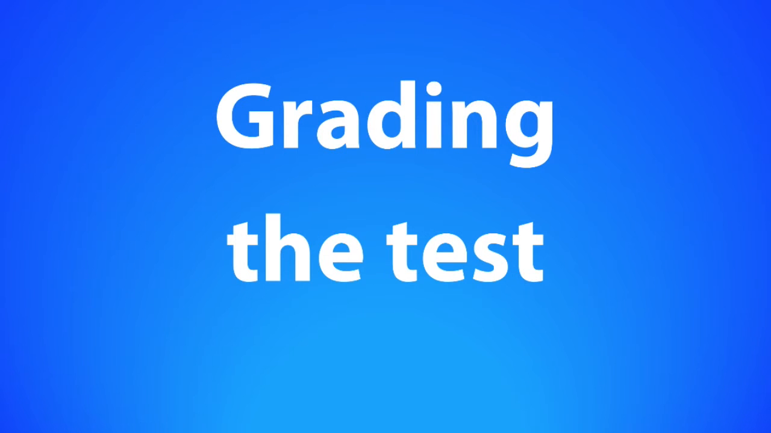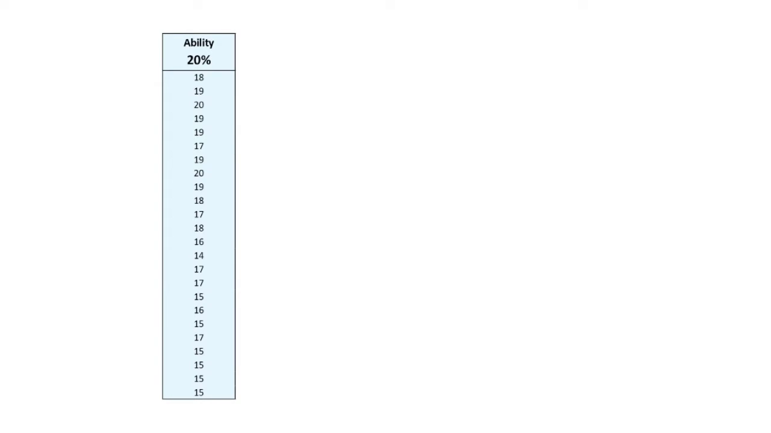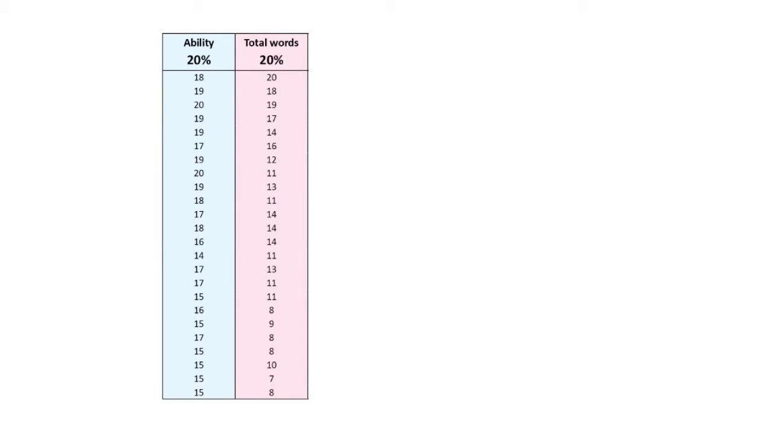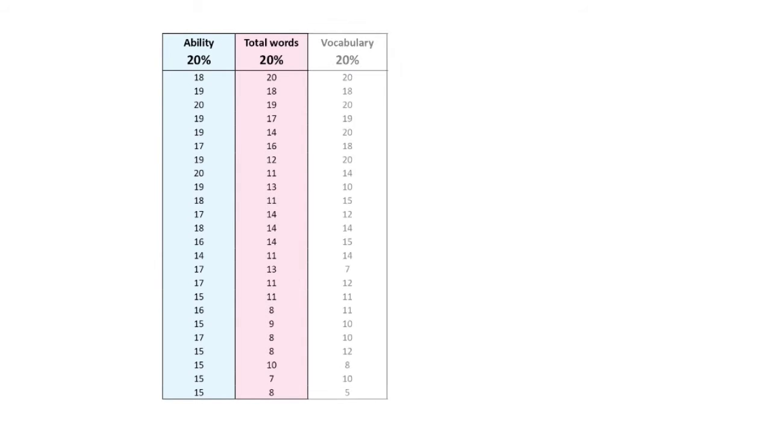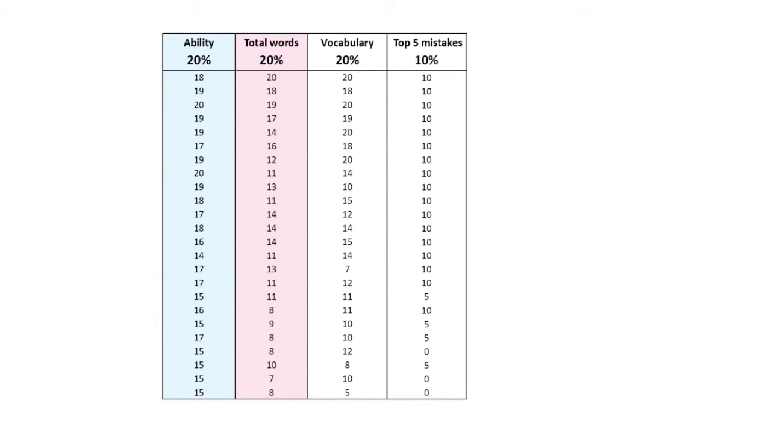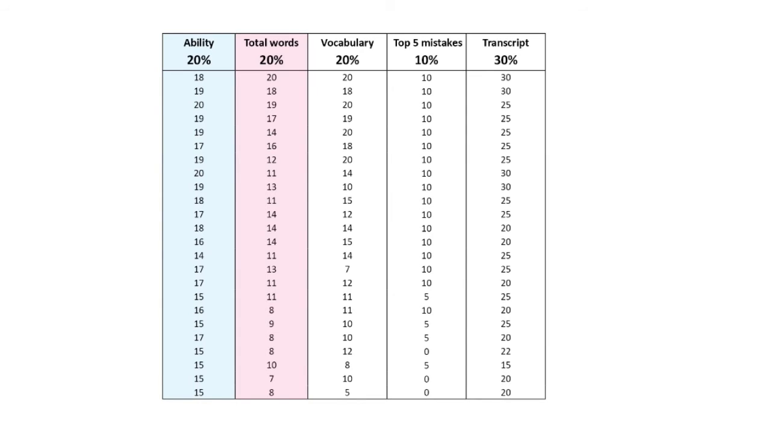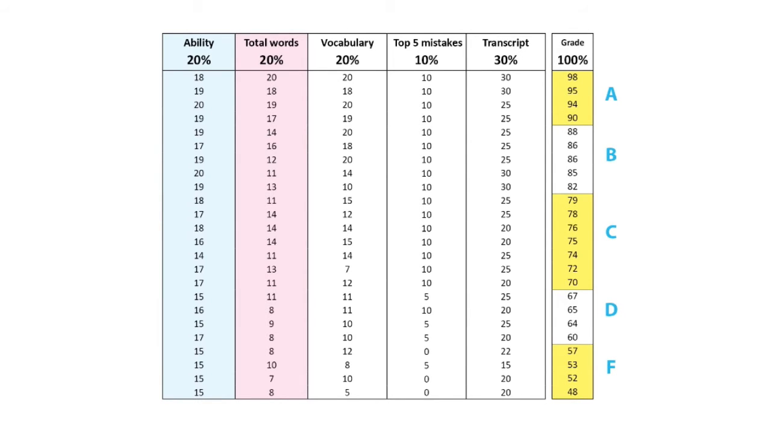Grading the test. Basic ability counts for 20%. Total words, 20%. Vocabulary, 20%. Their top 5 mistakes, 10%. The transcript, on time, more or less correct format, 30%. And here is their grade.